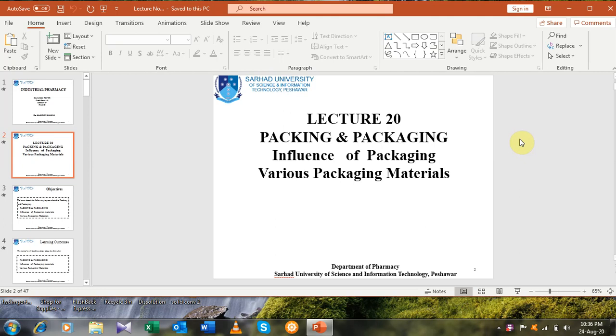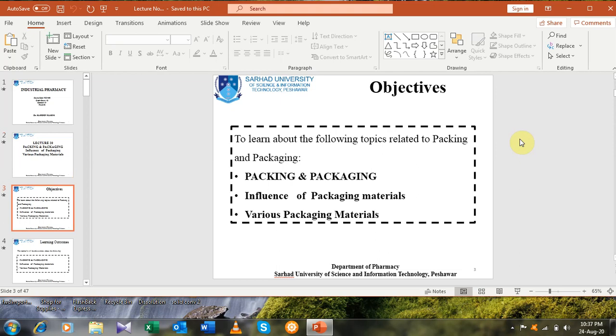We manufacture different pharmaceutical products in the pharmaceutical industries, and it is necessary to pack them properly in order to protect them and provide different properties to the pharmaceutical product. Dear students, the main focus of this lecture is to learn about packing and packaging. We will discuss in detail what is meant by packing and packaging, the influence of packaging material, and the different materials that are used in the pharmaceutical industry.